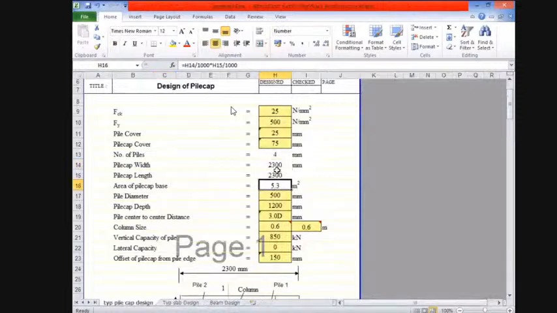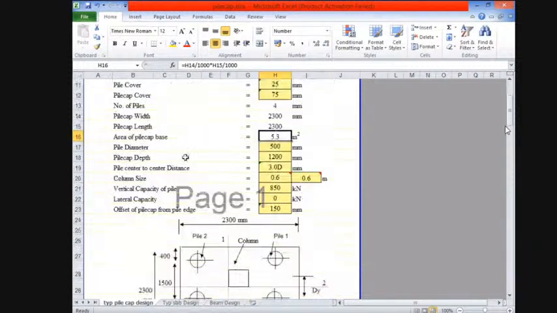Then you will get the area of the pile cap. This 2.3 by 2.3 is in mm, so divided by 1000, you will get the area of the pile cap base. That pile cap area is 5.3 square meters. Then the pile diameter we already know is 500 mm.